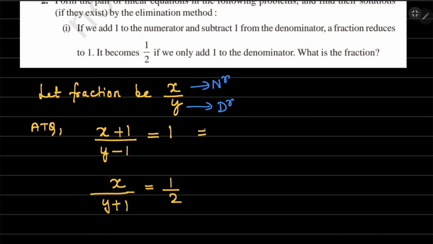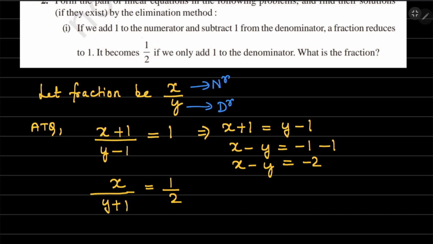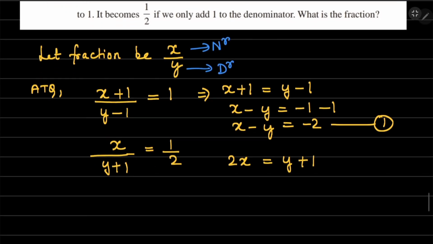Now let us simplify. So the first equation is nothing but x plus 1 is equal to y minus 1 when you're cross multiplying, and x minus y is equal to minus 1 minus 1, which is minus 2. So x minus y equal to minus 2. Let this be your equation 1. Here also you can cross multiply. So what do you get? 2x is equal to y plus 1. You're cross multiplying, right? And what you'd get is 2x minus y is equal to 1.